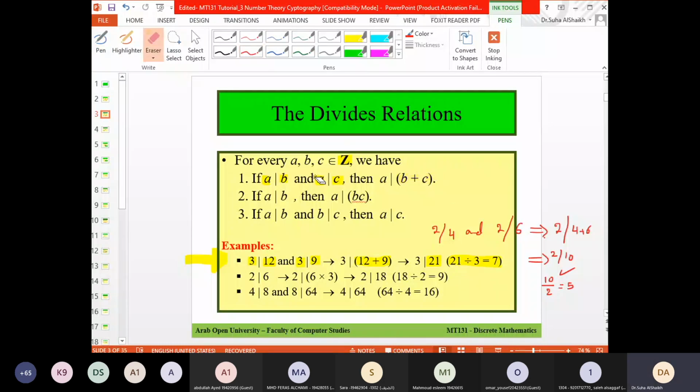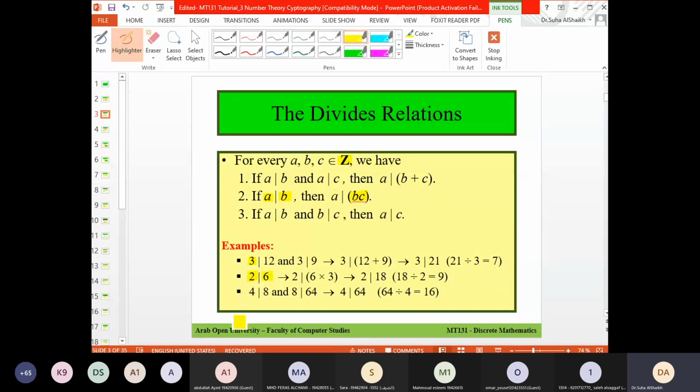Also, we have the following. هذا the first point. The second point, إذا ال A divides B, then A will divide B multiplied with any other number C. أي رقم ثاني C بضربه في ال B, then A will divide. مثلا أنا عندي, let's do this. Let's check this example أول.